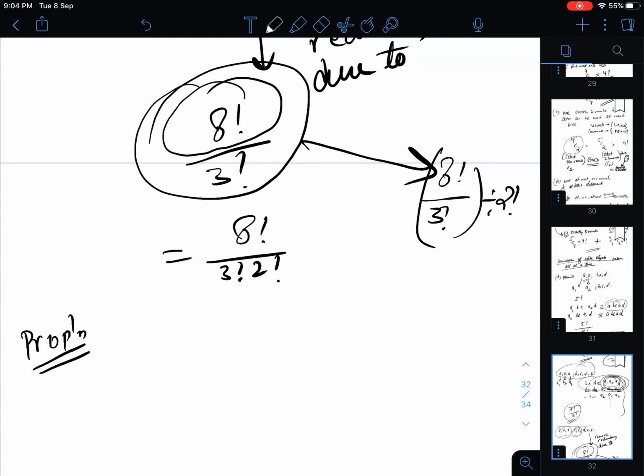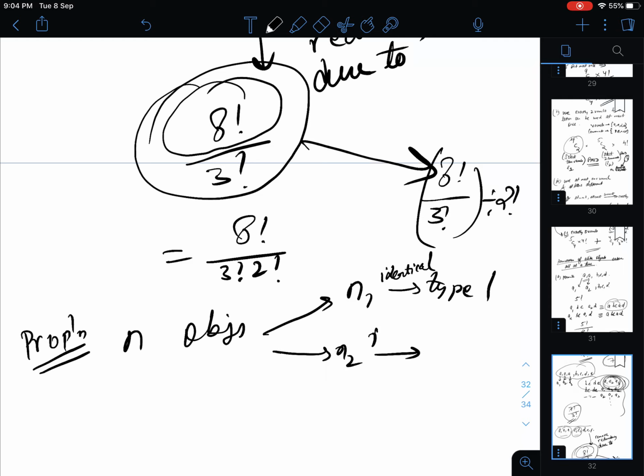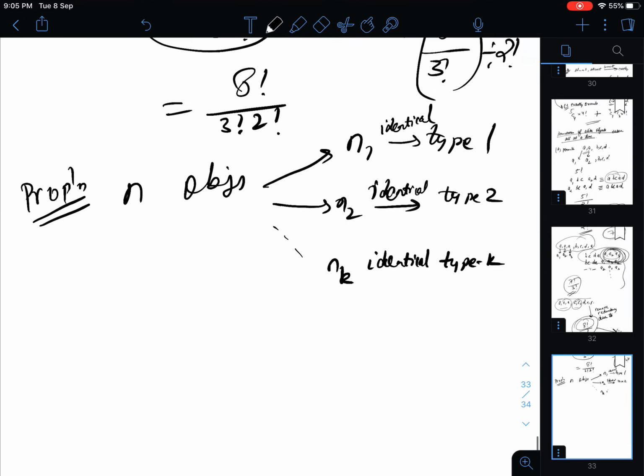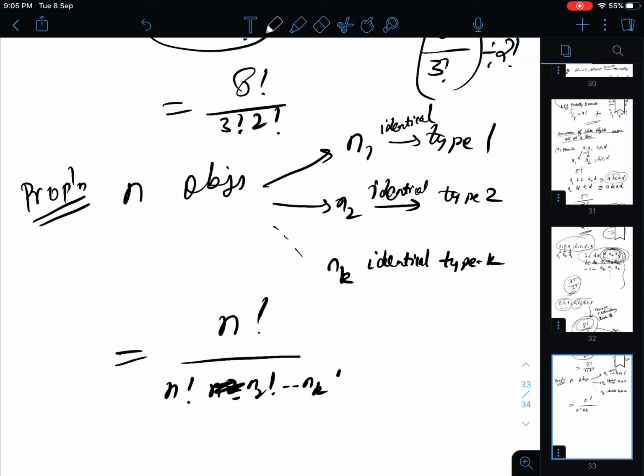Suppose n objects are given, out of which n1 are identical objects of type 1, n2 are identical objects of type 2, and so on till nk identical objects of type k. Then the number of ways of their arrangements taken all at a time is n factorial upon n1 factorial, n2 factorial, till nk factorial.